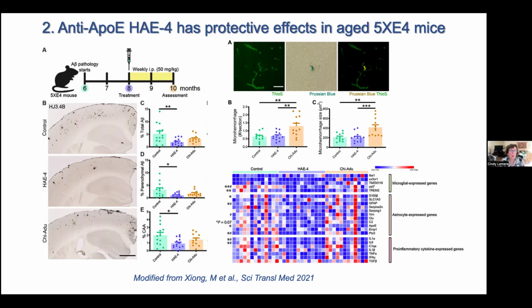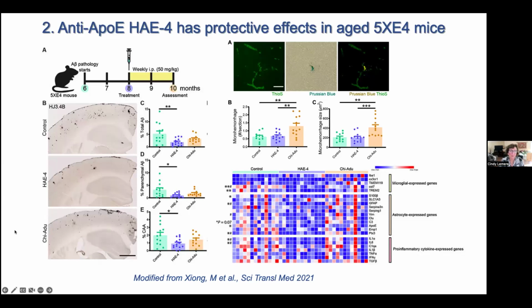And so what he noticed is that this mouse model, as it ages, by about 8 months of age, approximately 70% of the amyloid is in the blood vessels, so it's CAA. So proportionally, there's a lot more vascular amyloid than in mice that don't have the E4 background. So he immunized these mice with the anti-ApoE antibody and with a chimeric aducanumab antibody, chimeric to make it murine-ized.